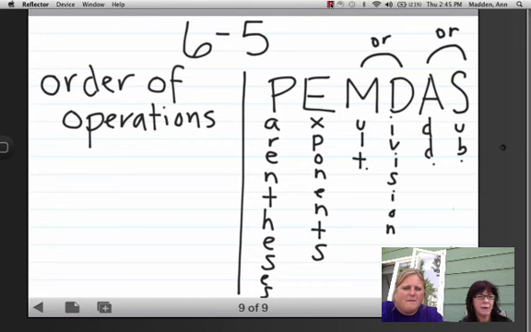Now the reason I have the MD connecting with an OR is because when you're using the order of operations, starting from left going to the right, it doesn't matter if you do multiplication or division first. Same with adding and subtraction. So whichever one comes first from left to right. Under each letter, you're going to write parentheses for P, exponent for E, multiply for multiplication, we abbreviated that, division under the D, add and subtract.